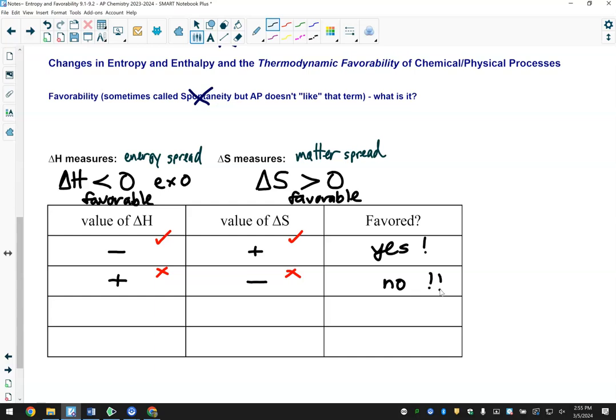Now, if you think about this, that's where they're opposite signs. If they're both favorable changes, that's yes. If they're both unfavorable, it's not thermodynamically favored. And when we say favored, we mean thermodynamically favored.